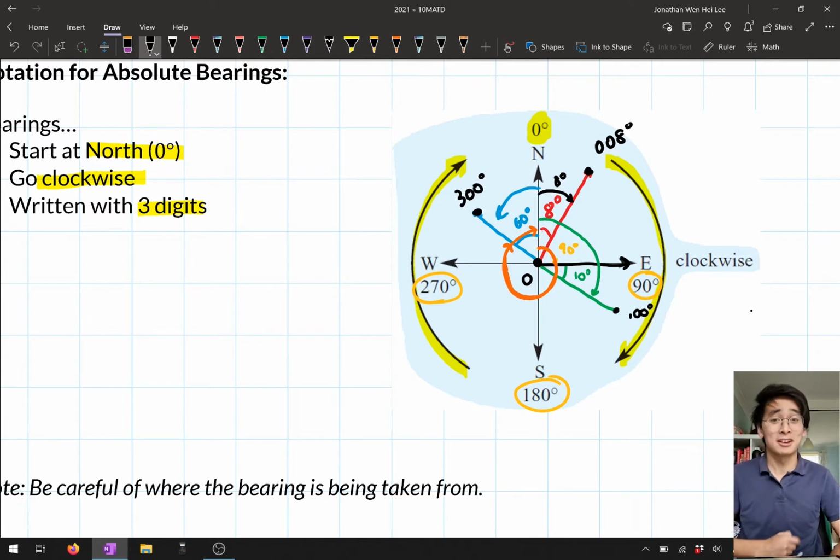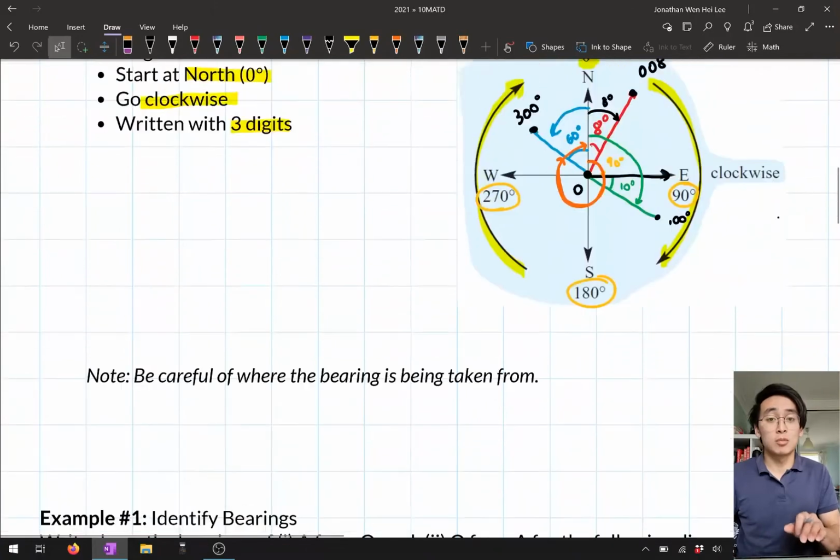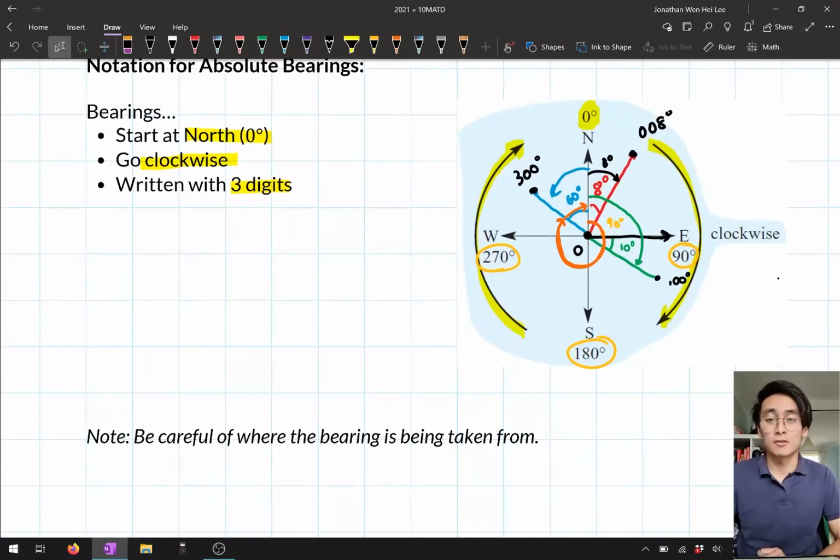Okay. So that was just a very quick overview of the bearings notation. So, 3 things about bearings. Bearings start from north at 0 degrees. They go clockwise, and they are always written with 3 digits. And so what we're actually going to do is solve a few problems involving bearings. The first thing we're going to do is identifying bearings from different points.